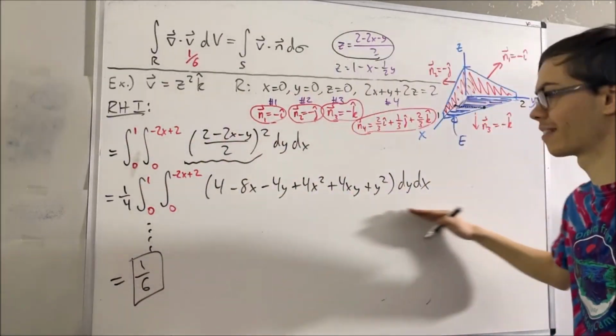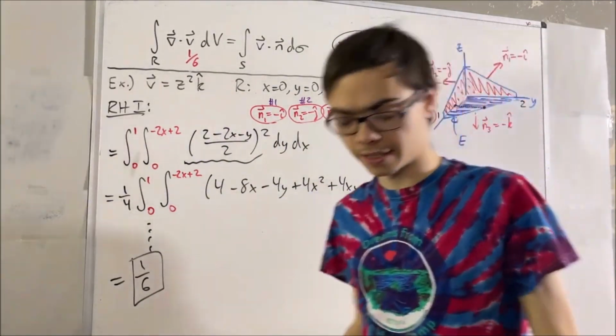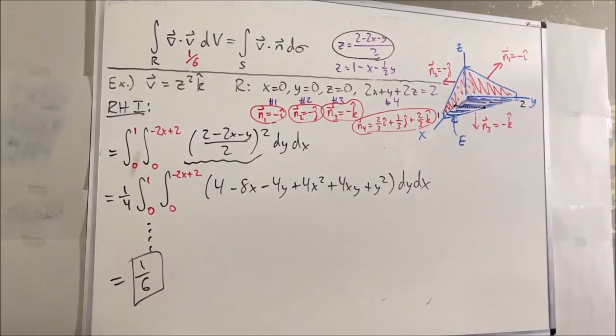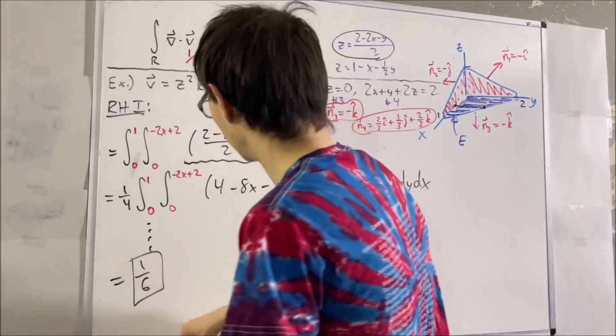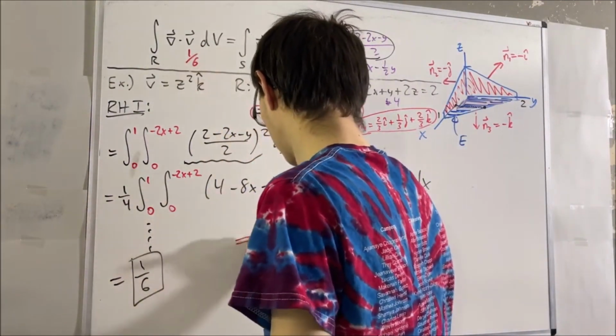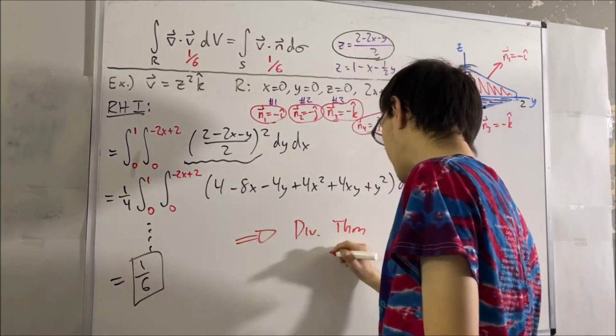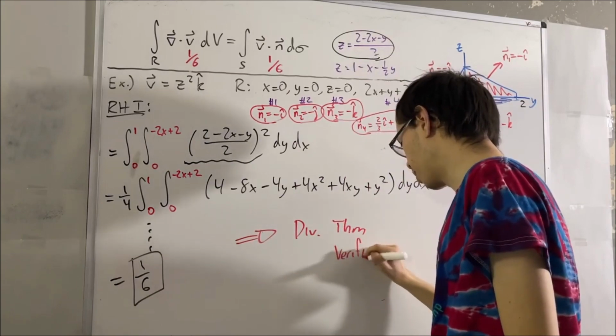It's the same exact thing. Remember, all that stuff's going to cancel out, and you're going to be left with 1/6 if you were to evaluate this thing. And so this is basically how it would work. Now we know for a fact that this right-hand integral will also equal 1/6. And so, as you can see, this would verify the divergence theorem for this particular example.